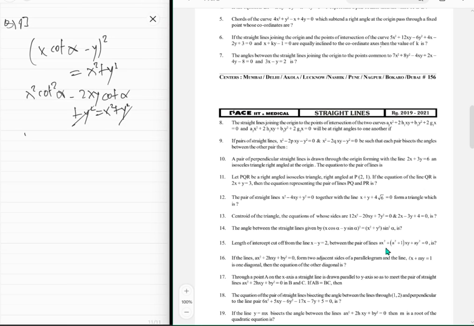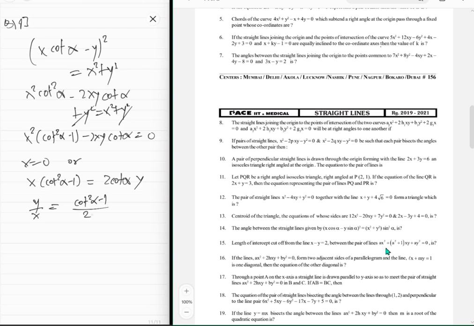It cancels. So x squared times (cot squared alpha minus 1) minus 2xy times cot alpha equal to 0. So either x equal to 0 or you have x times (cot squared alpha minus 1) equal to 2 times cot alpha times y, which means y upon x is, oh yeah, this is gonna get complicated. Okay, x upon y was a better thing to use, whatever. So y upon x is (cot squared alpha minus 1) upon 2 cot alpha.